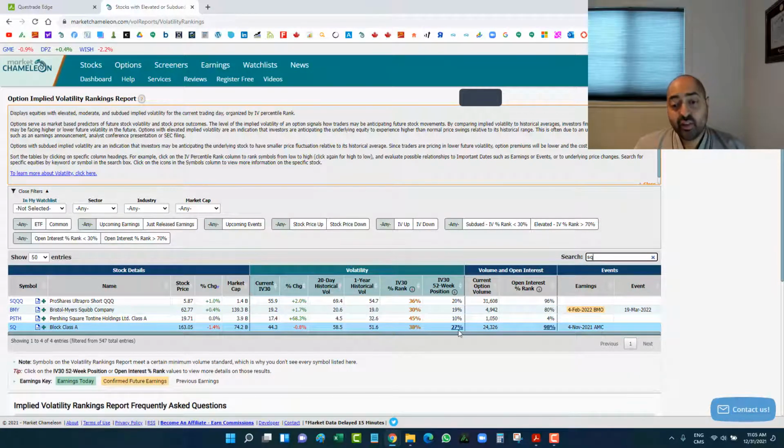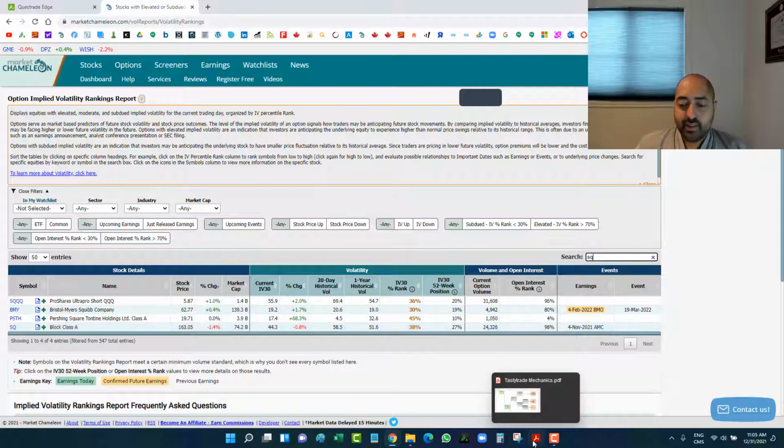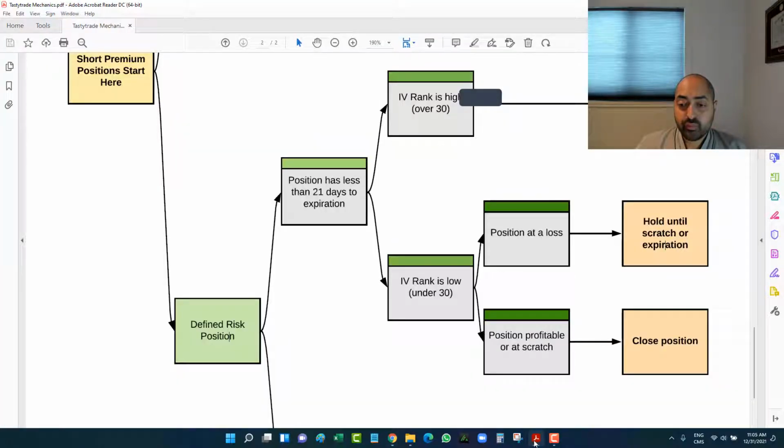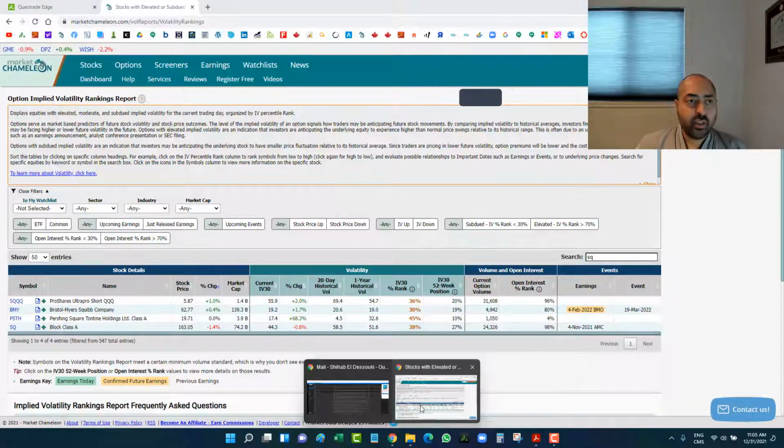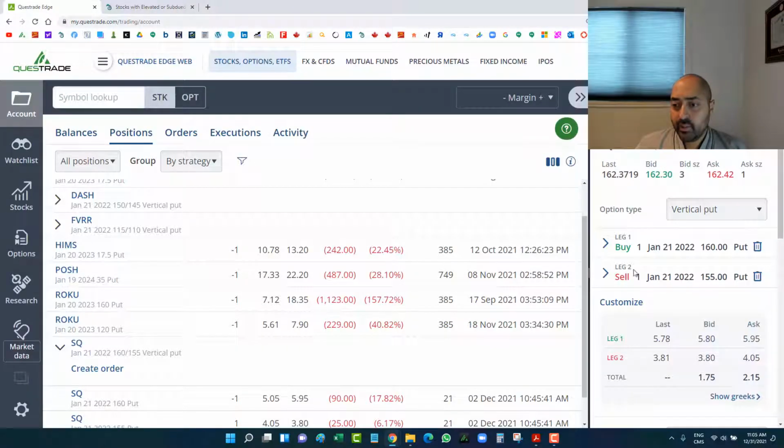Square IV is 27, so pretty close. It's not below 30, it's not above 30, but it's very close. So it's at 27. So IV rank is low, under 30. Position at a loss: hold until scratch or expiration. Position profitable or a scratch: close position. If it was above 30, close and reestablish. So let's try closing and reestablishing. Let's see what it would give me.